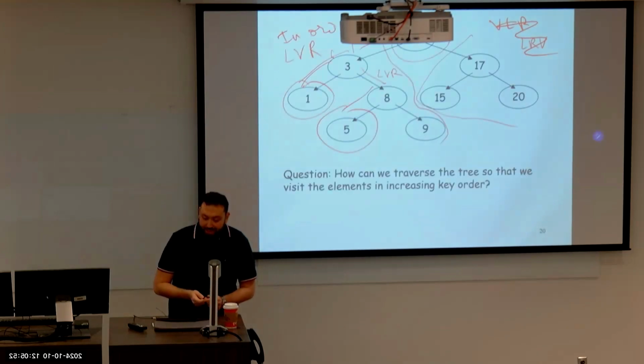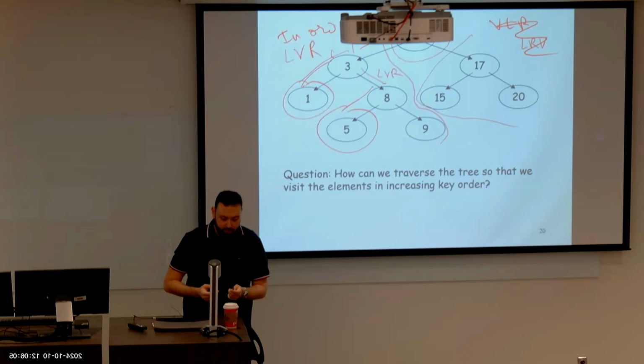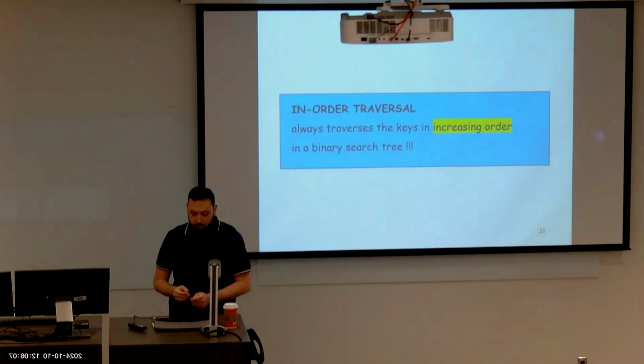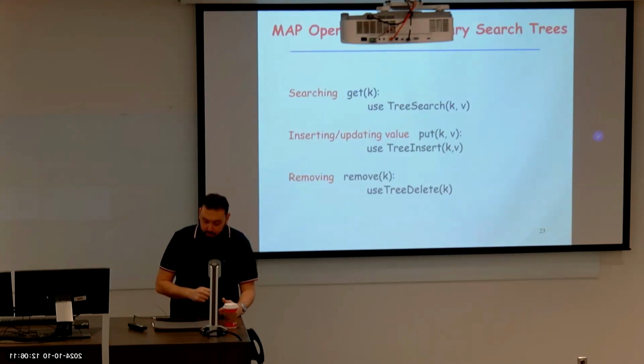Now, if I want to do decreasing order, what will happen? I cannot use in-order, but I can write my own algorithm. Instead of left, I'll start from the right, for example, and then recursively do the same idea as in-order. Very good. So this is from the book, the binary search tree.